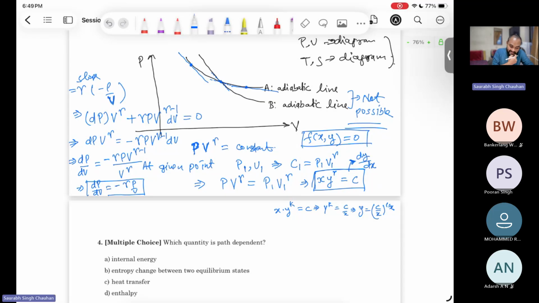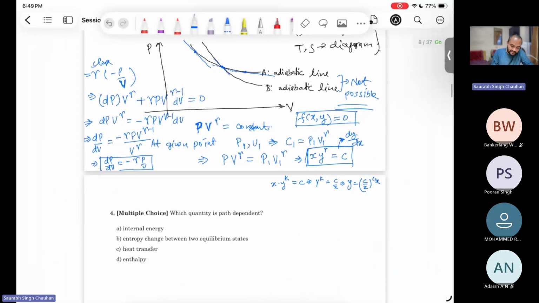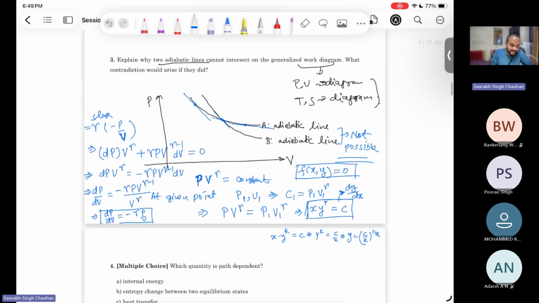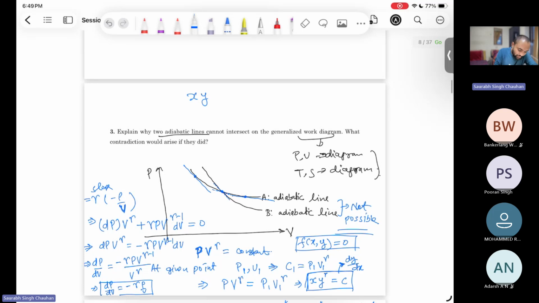One more point I would like to mention here. So, sir, will it intersect or not? For this type of thing, it will not intersect. Other than the adiabatic will also not intersect if the gamma is constant. But p times v to the power 1.33 and p times v to the power 1.5, these two lines can intersect with each other.